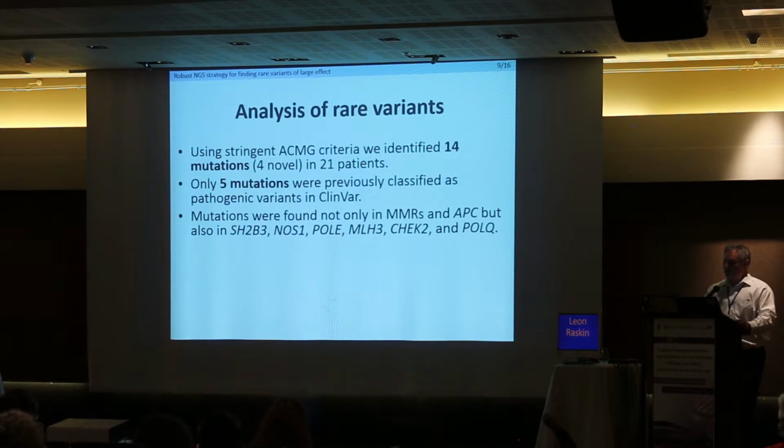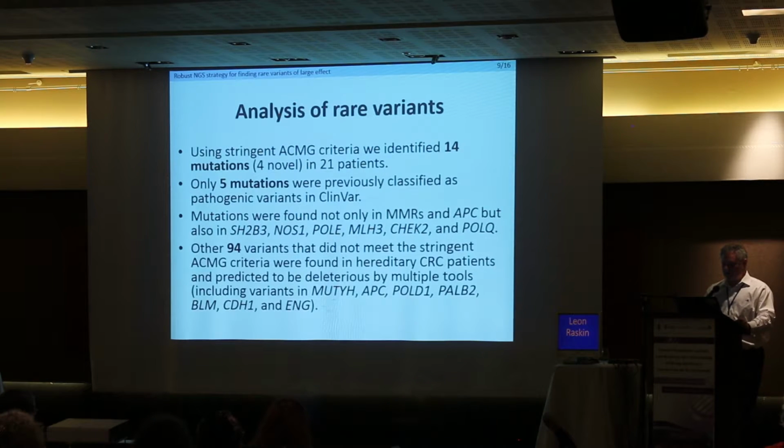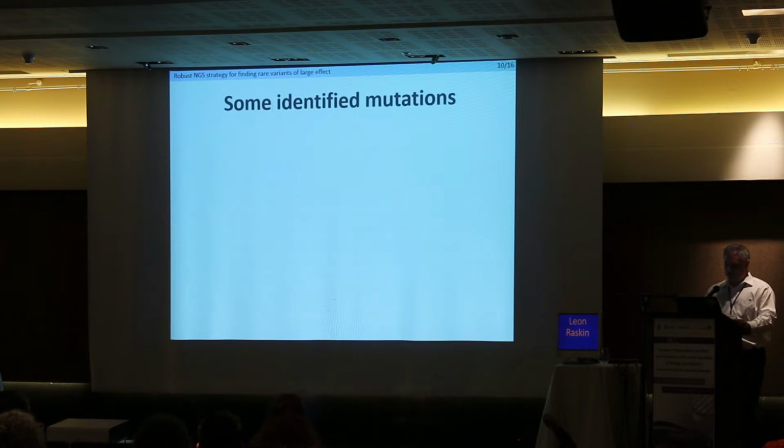There are many more MMR and APC mutations, but we also found new POL-E or NOS1, SH2B3, etc. mutations. In 94 variants that didn't meet the stringent criteria, they still were found in patients with hereditary colorectal cancer and early age of onset, including APC, POL-E1, etc.